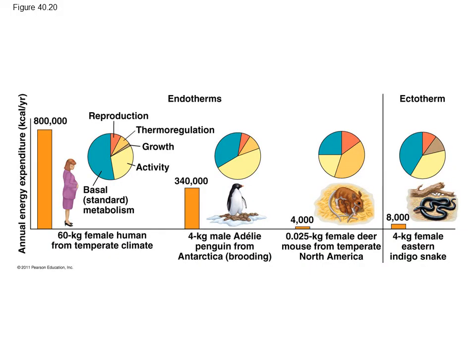Here, figure 40.20 shows the energy budget for 4 animals. As you can see, the energy used is divided into our groups: our metabolic rate, our activity, our thermoregulation, our growth, and our reproduction.